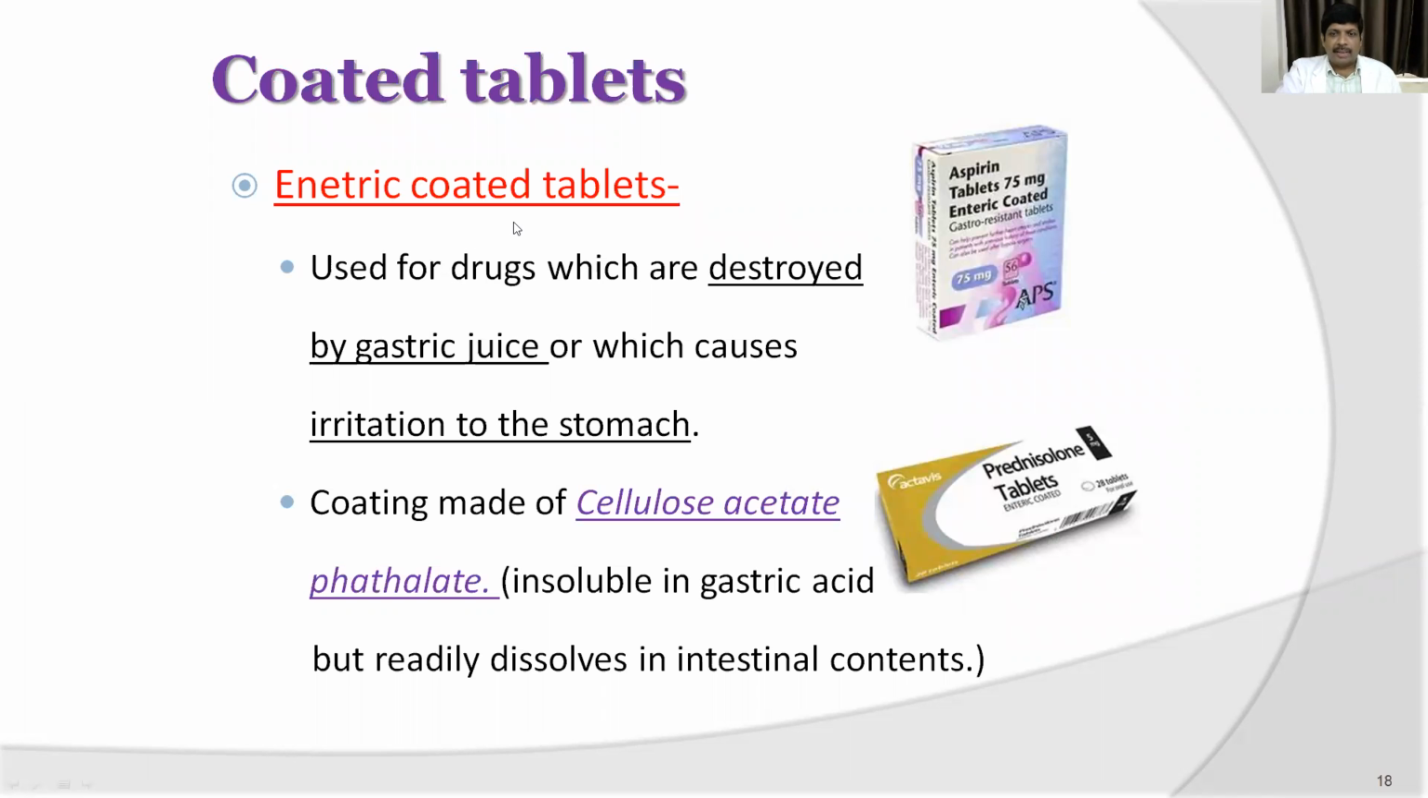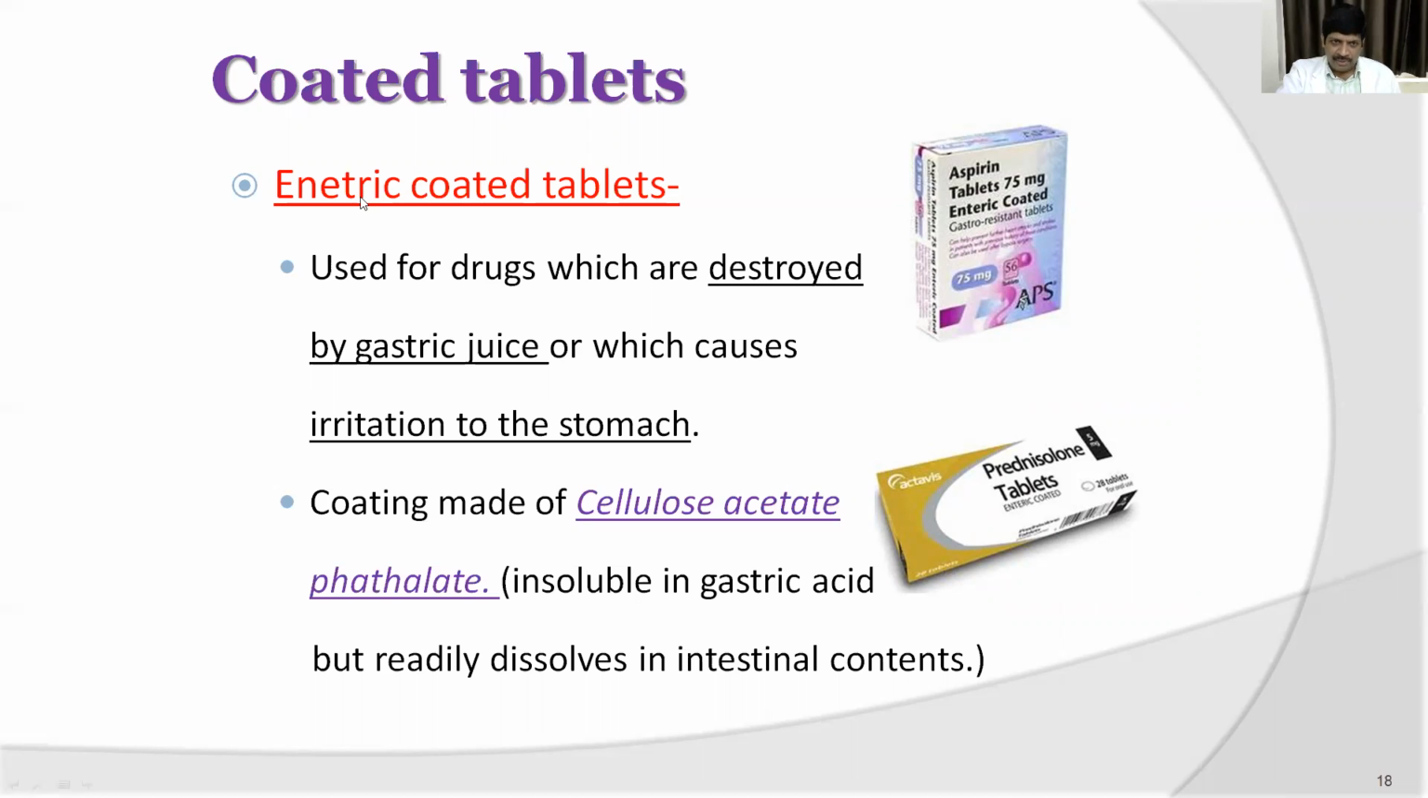Then the enteric coated tablet. Enteric coated tablet means the one with a coating, like you must have seen the Brufen or some other drug which is colored and has some coating on the tablet. So those are enteric coated tablets.